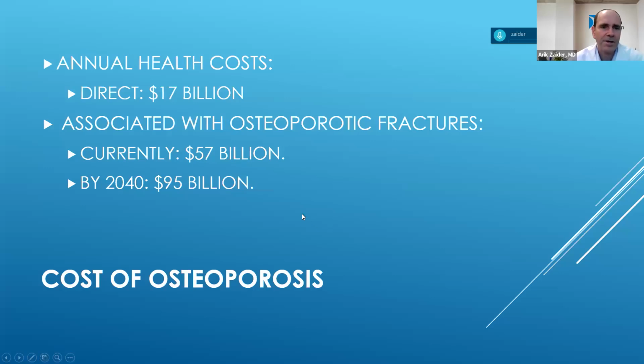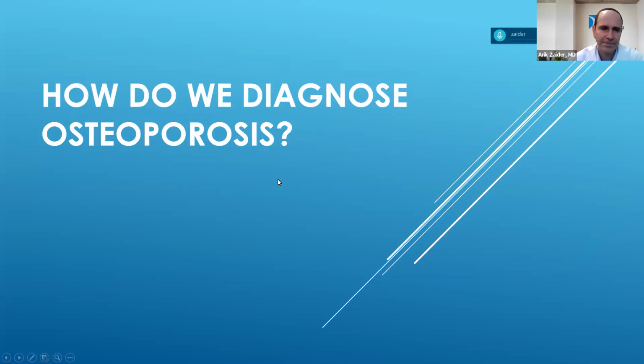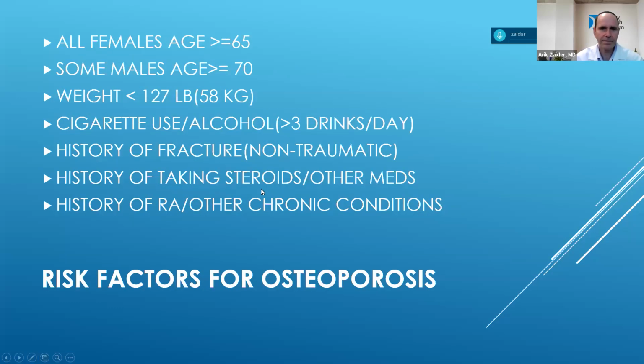And the healthcare costs are quite substantial, as you would imagine, dealing with the problem of osteoporosis and also dealing with complications of osteoporosis. Okay, so that's just an introduction. Now, how do we diagnose osteoporosis? Well, the first thing we want to identify is if the risk factors are there. If we identify risk factors, we can then proceed with testing for osteoporosis. And that's kind of the algorithm.